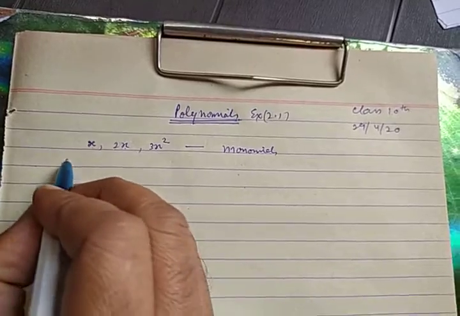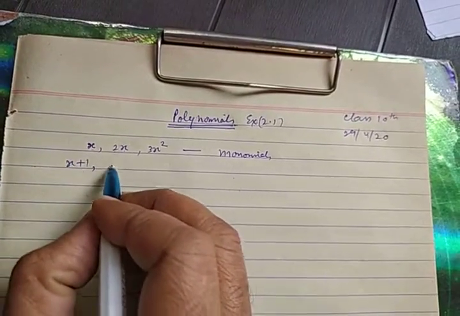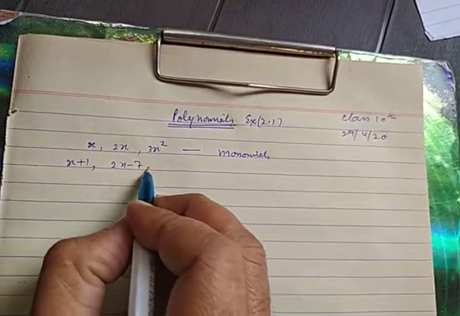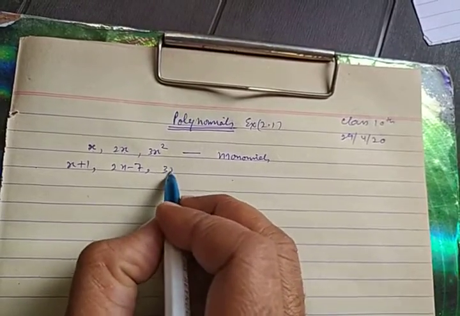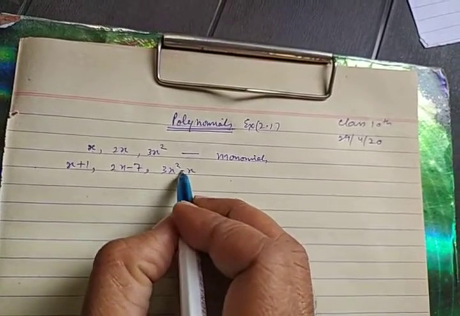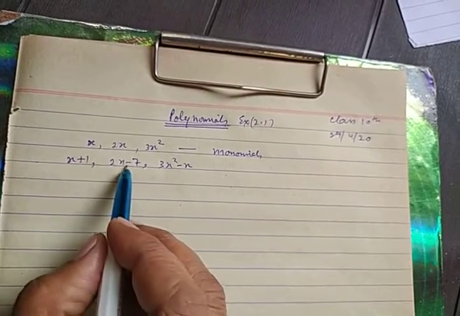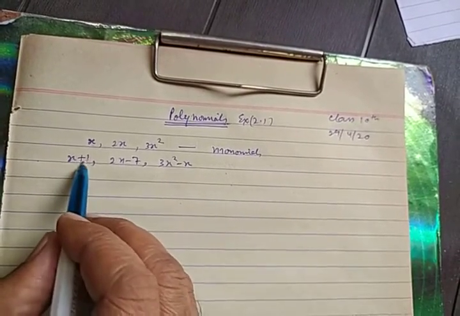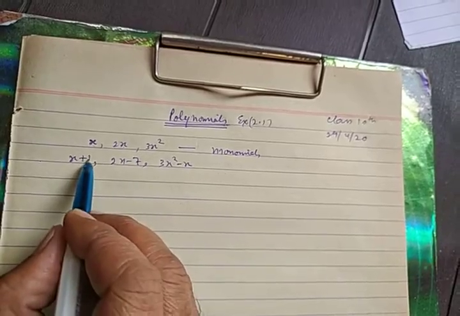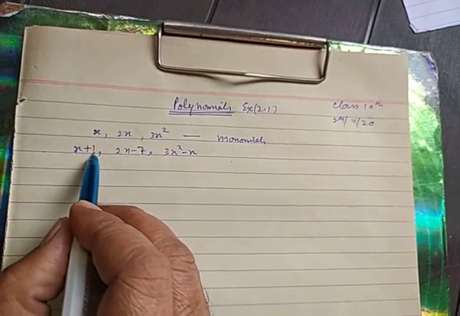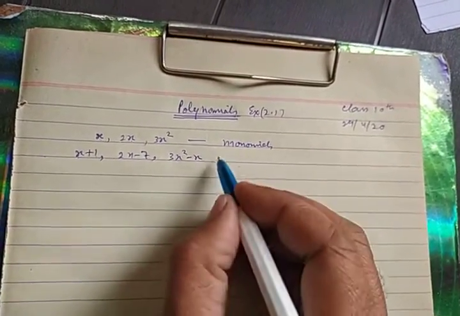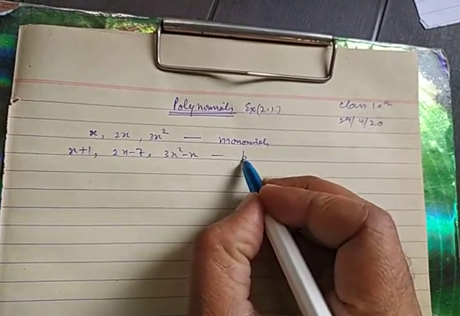Next, suppose it is written x plus 1, 2x minus 7, 3x square minus x or plus x, whatever. With the help of plus and minus signs, there are two terms written. Whether it is a letter or a digit doesn't matter. These are all called binomials.